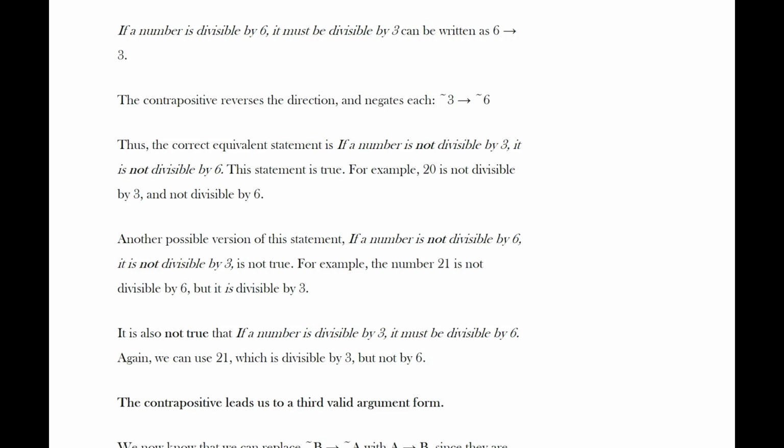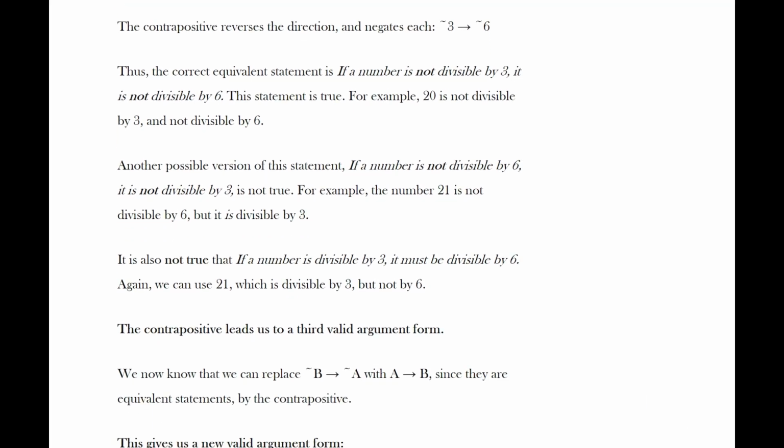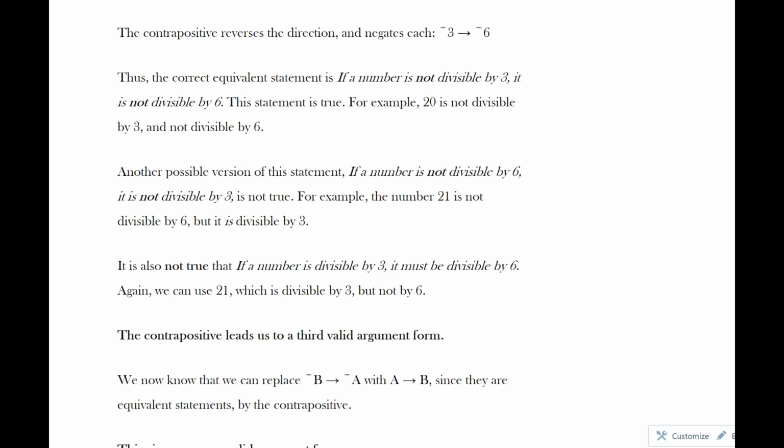It's also not true that if a number is divisible by 3, it must be divisible by 6. Again, 21 is divisible by 3, but not by 6. So the contrapositive leads us to this exciting third valid argument form. Here goes.